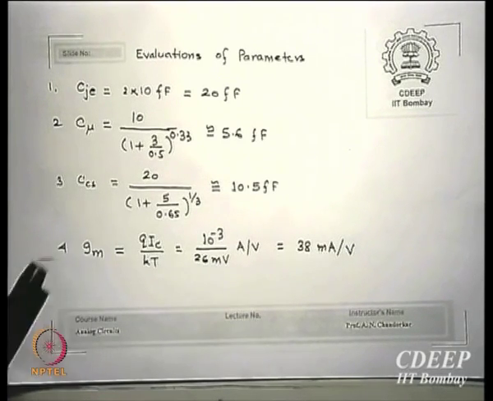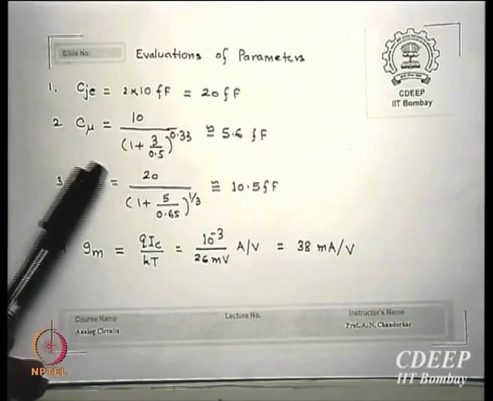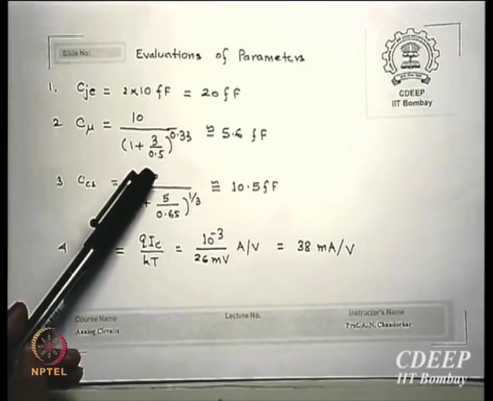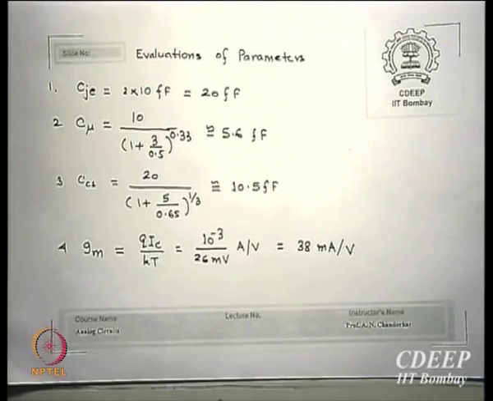The C mu at a given bias, 3 volt bias, is 10 upon (1 plus 3 upon built-in voltage 0.5) to the power 1/3, which may give you a value of 5.6 femtofarads. So, we can calculate the C mu value at a given bias. Please remember, these values have to be calculated for given DC biases.